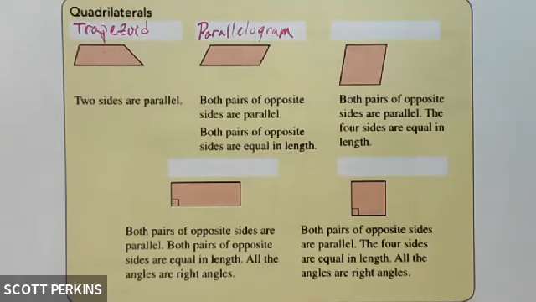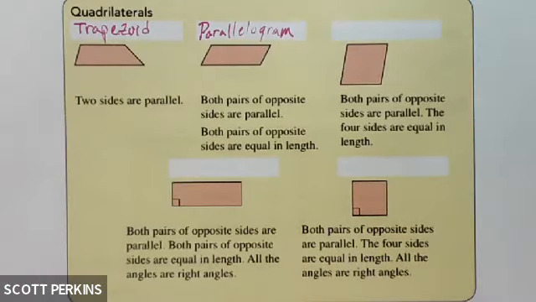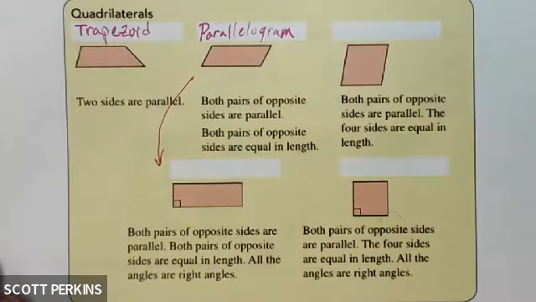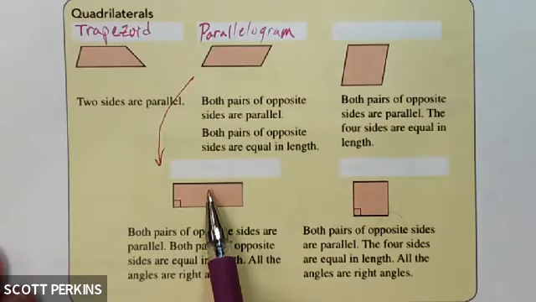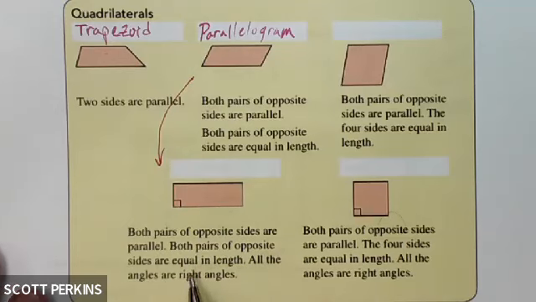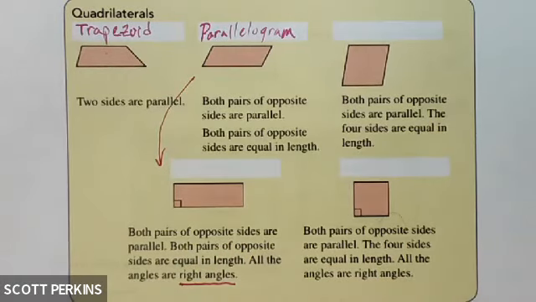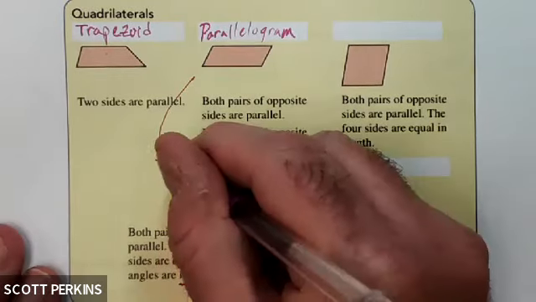I'm actually going to go down first to the one right below. So all of the rest of the figures are special kinds of parallelograms. So you really only have two figures on this sheet. You've got a trapezoid, and you've got a parallelogram and some variations. So if I go down here, okay, this is a parallelogram. Both sets of sides are parallel, top and bottom and left and right, but then all angles are right angles. So if you have a parallelogram where all the angles are right angles, this is called a rectangle.